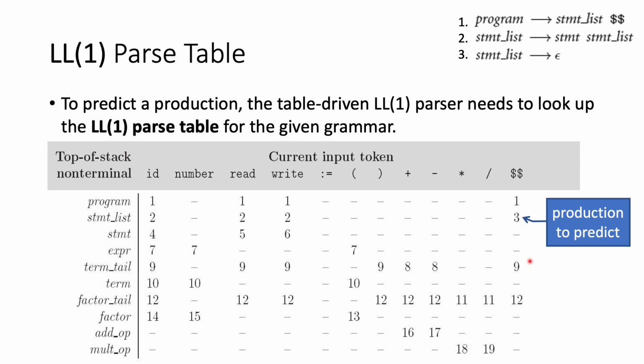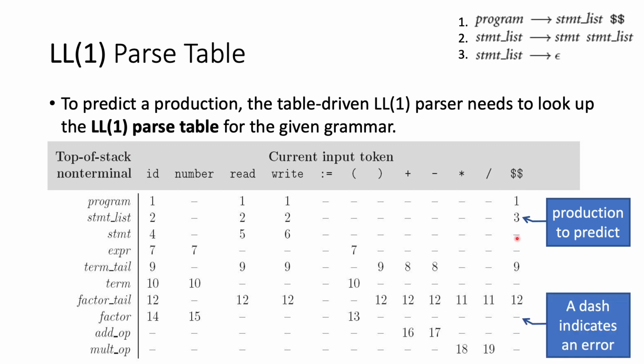So according to this LL1 parse table, if the top of the stack non-terminal is program, and the current input token is either ID or read or write or the end marker, then the production to predict is the production number 1. So number 1 here, which is this production. That is the first production of the calculator grammar.